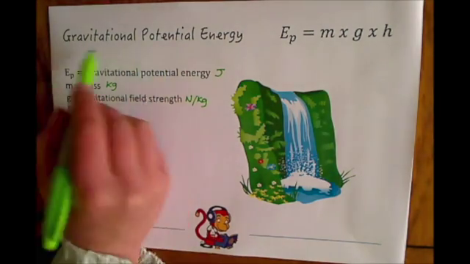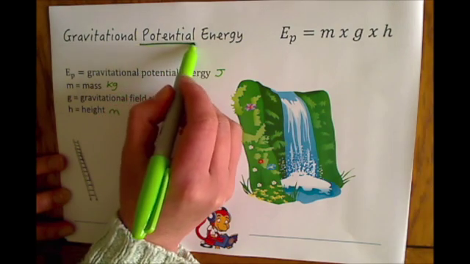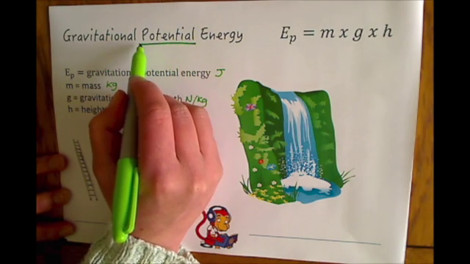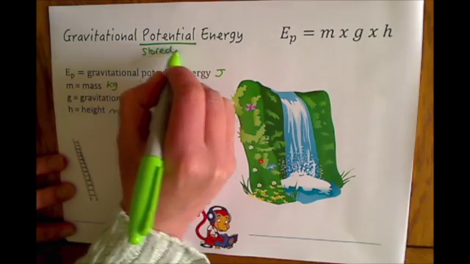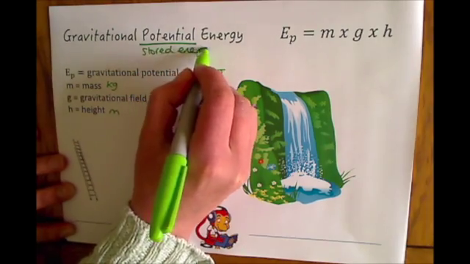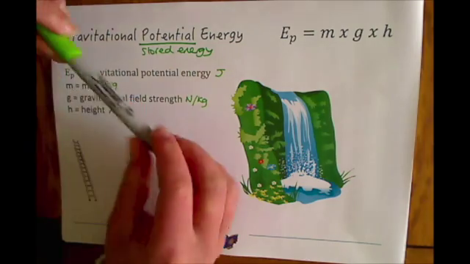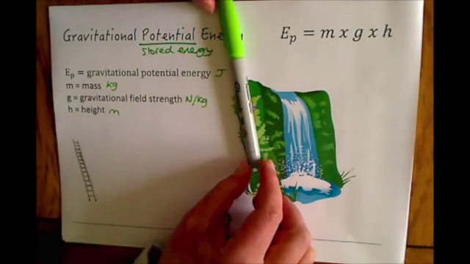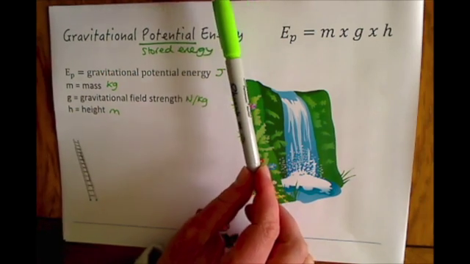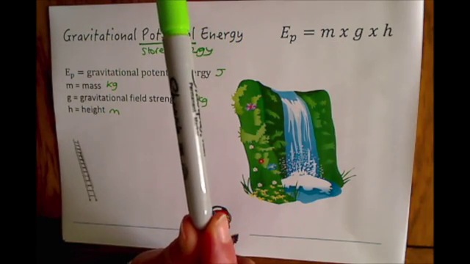Now, what is gravitational potential energy? A little bit like the word potential used in elastic potential, it's a kind of stored energy. When objects are raised, they gain gravitational potential energy. So if I was to put this pen on the desk right now, as soon as I move it up, it's gaining gravitational potential energy.